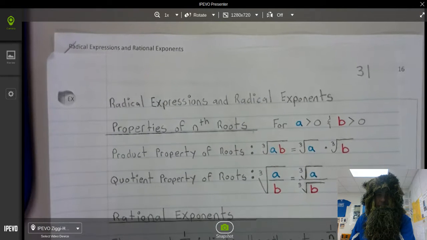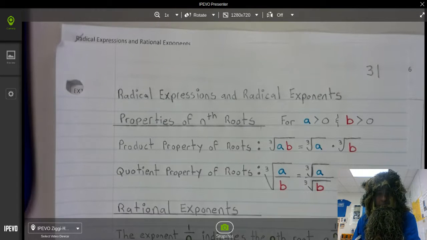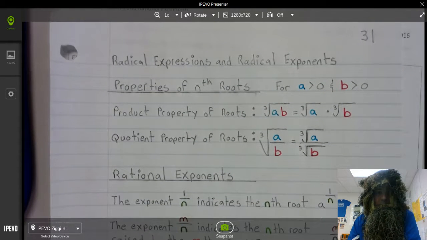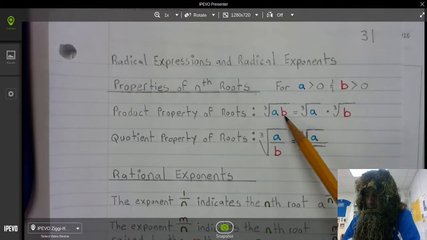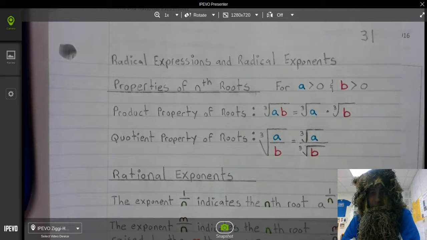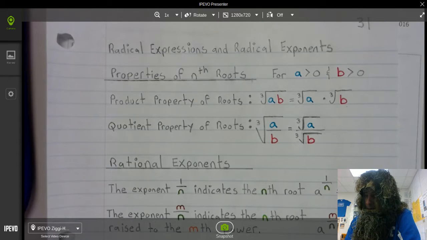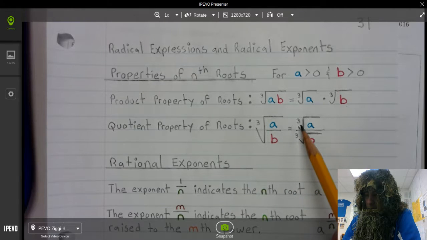All right, so let's look at our notes on page 31. We have the properties of nth roots, and this applies when a is greater than 0 and b is greater than 0. So the product property of roots. If we had the cube root of ab, that's equivalent to the cube root of a times the cube root of b. The quotient property of roots. So if you had the cube root of a divided by b is equal to the cube root of a divided by the cube root of b.